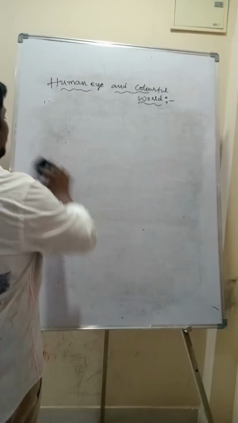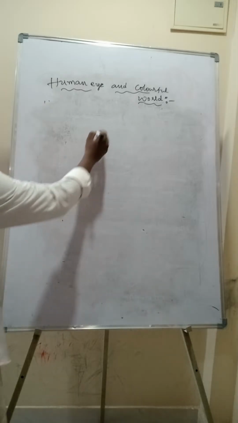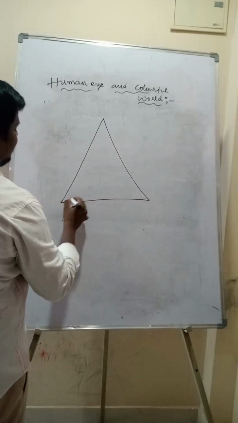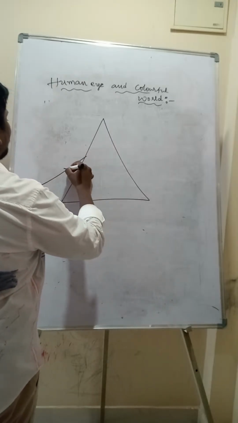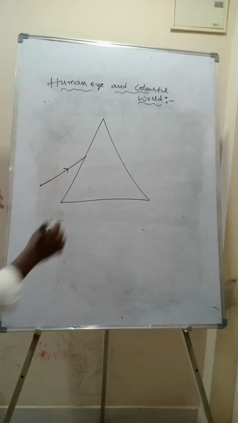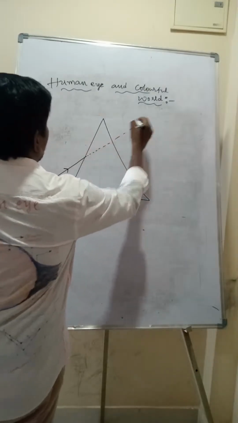And next one, we can see when light passes through a prism, it's split into 7 colors. So I'm considering a prism. This is a prism I am taking. When the light ray passes like this, it's split into 7 colors. This is the initial direction of the incident ray. So split.